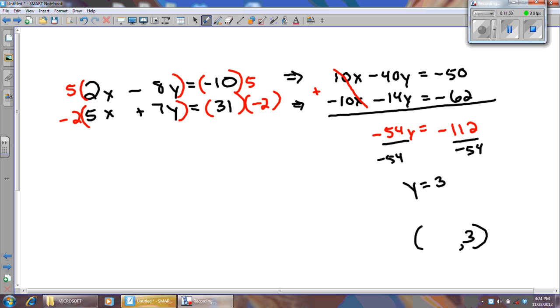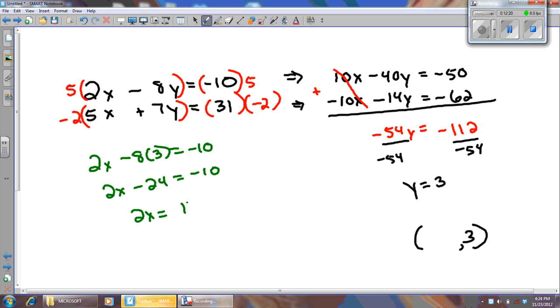To find the x-coordinate, I'm going to substitute that in. I'll go ahead and substitute in the first equation, 2x minus 8 times 3 equals -10. I'll get 2x minus 24 equals -10. Adding 24 to both sides will get me 2x equals 14. x will equal 7. And these two lines cross at the point (7, 3).